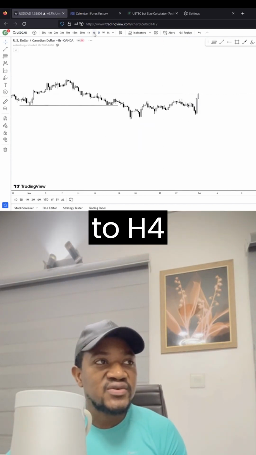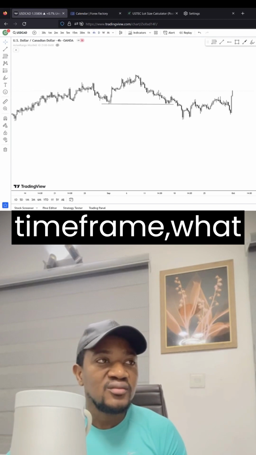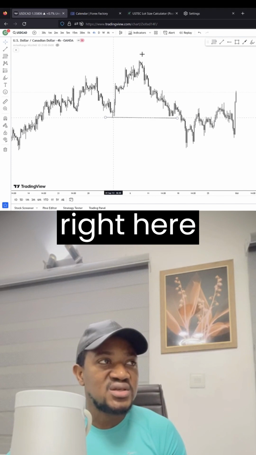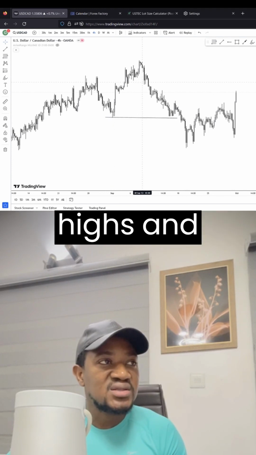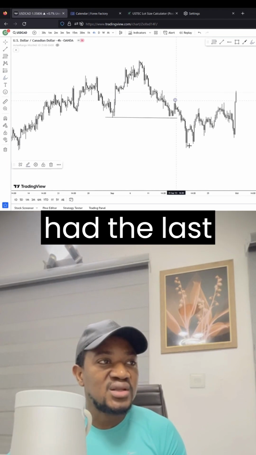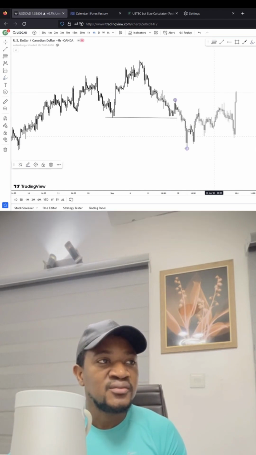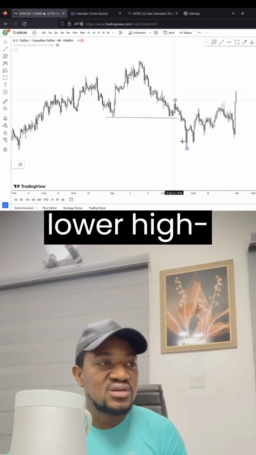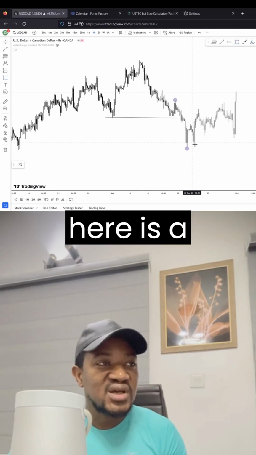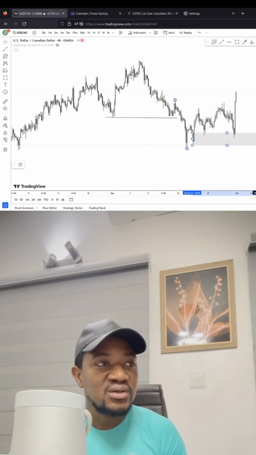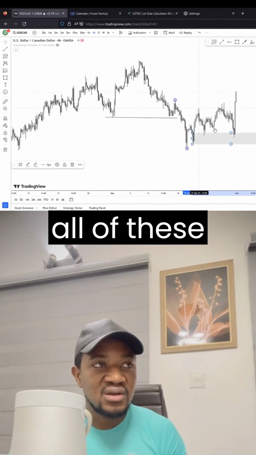Coming to the H4 time frame, what we see on H4 is that just to break this structure right here, price was creating lower highs and lower lows, all of this till this point right here where we had the last lower high that created a lower low. And then this point here is actually very important, because if this is the lower high, lower low, this point here is a higher low. So this was the failure to continue lower and started creating all of these highs.